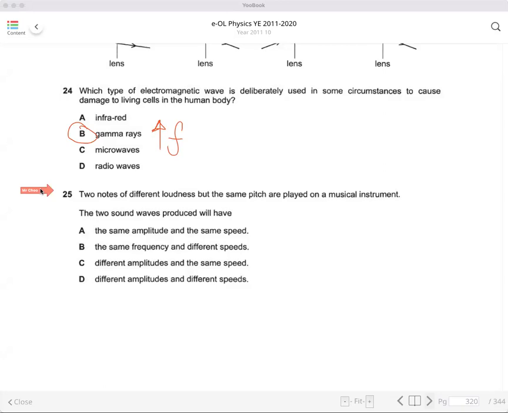Loudness determines your amplitude, so different loudness, different amplitude. Pitch determines the frequency, so the same pitch will give you the same frequency. Understand? But because they are all sound in the air, the sound will travel at the same speed. So the one where all are correct will be C. Everybody understand this question now? Okay, well done. Let's continue.